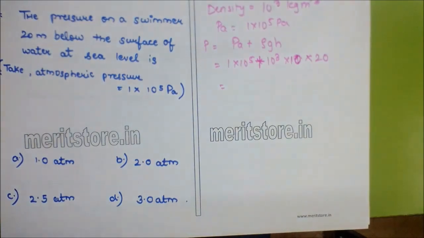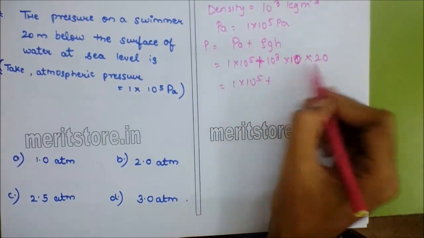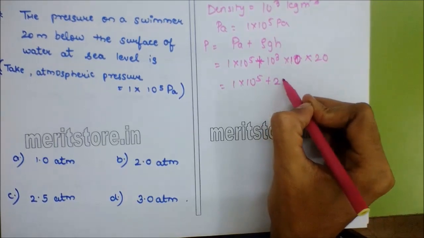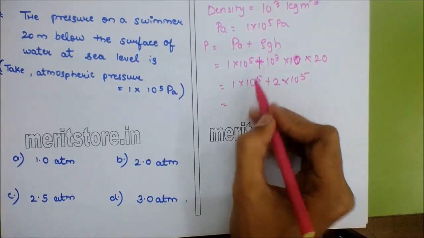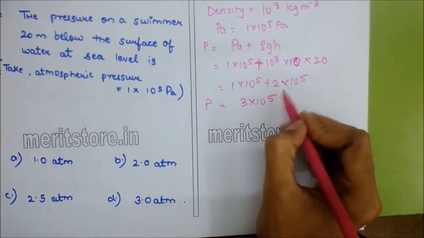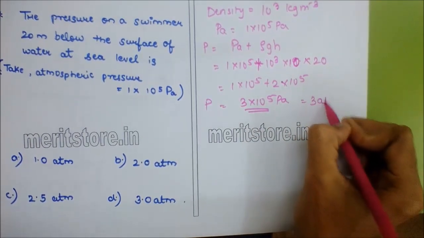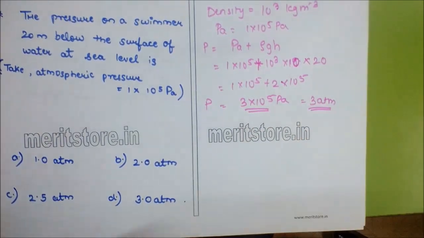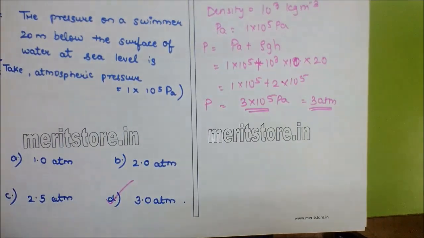So on calculating we get 1 into 10 raised to 5 plus 2 into 10 raised to 5. That means 3 into 10 raised to 5 pascal of pressure is applied, that is 3 atmospheric pressure. Option D is the correct option.